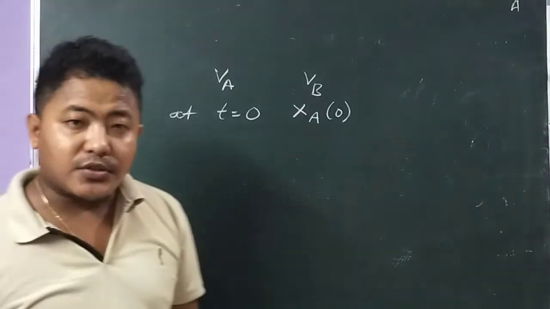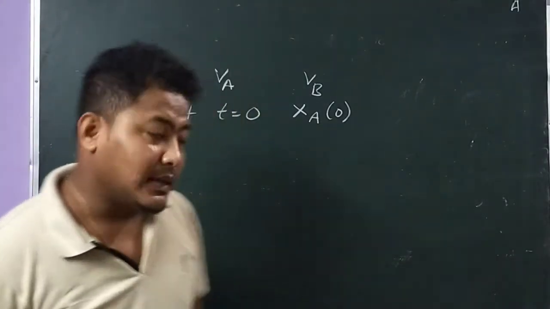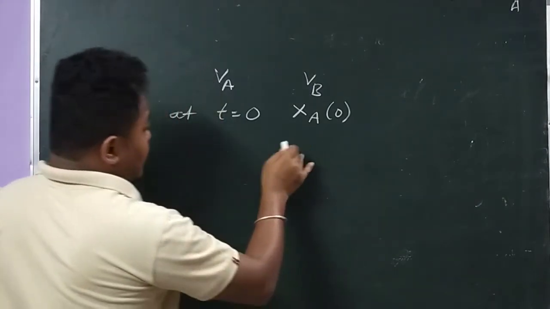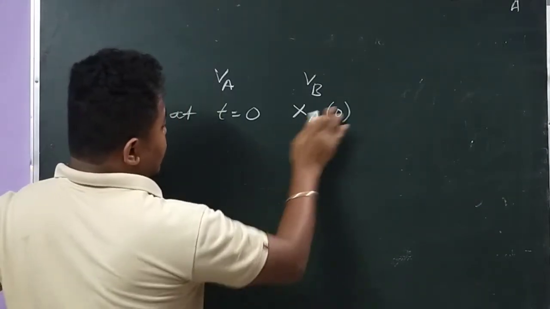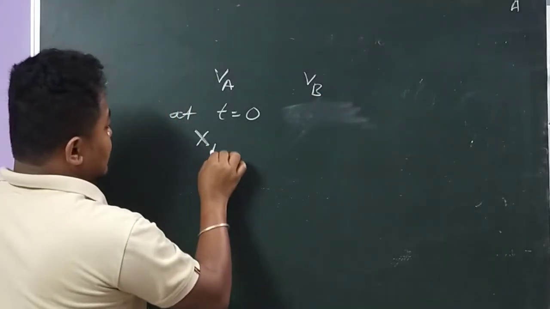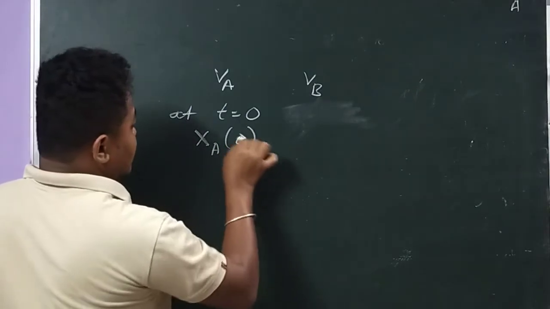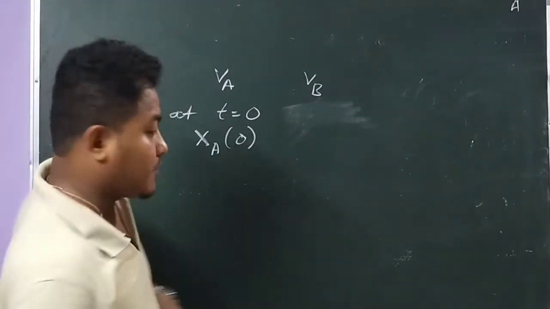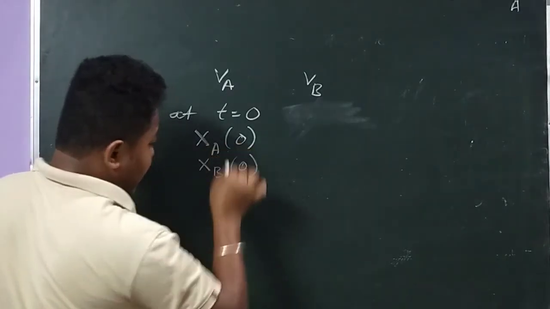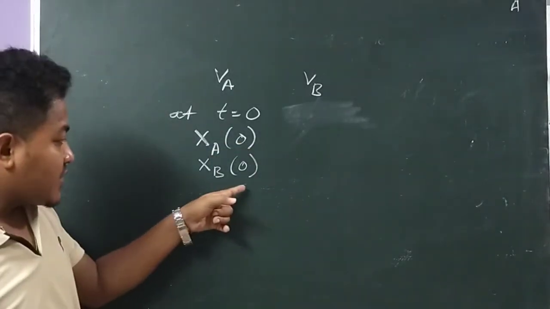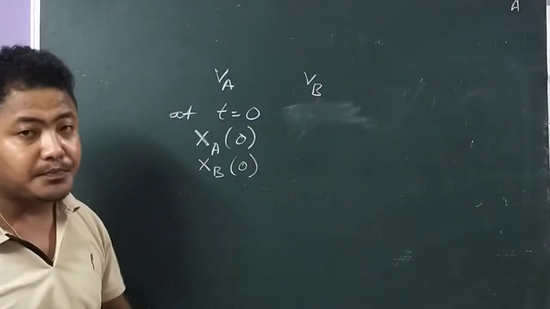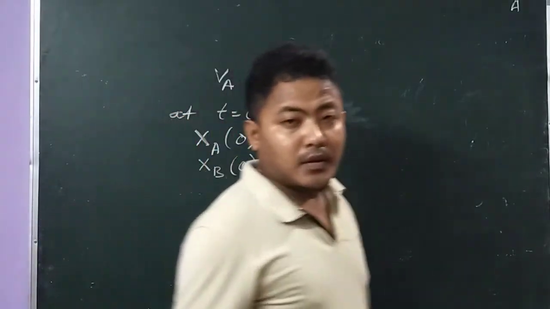Similarly, the position of body B at time t equal to 0 will be, I am writing on this side, XA0 is the position when the time was 0, and XB0 is the position of the object B when time was 0. Is that clear to all of you?